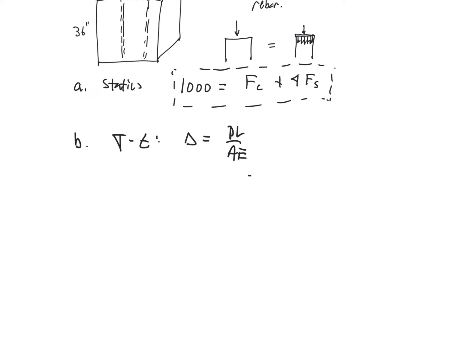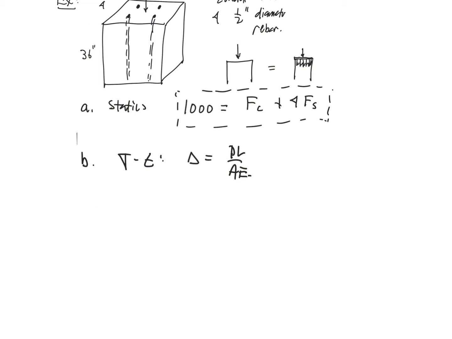And so we now want to go to the concrete section and say the delta, the compression or the elongation, but in this case we know that they're all under compression. So the downward displacement of the concrete, that would be this. So it's going down. That is going to be equal to the force in the concrete, FC, times the length of the concrete, that's 36 inches, divided by the area.